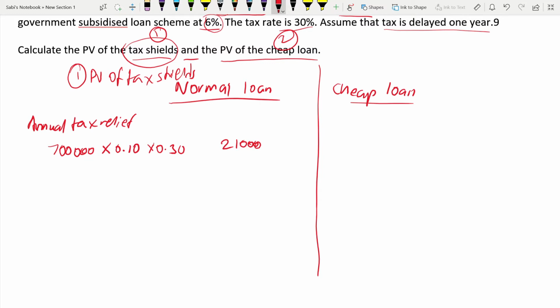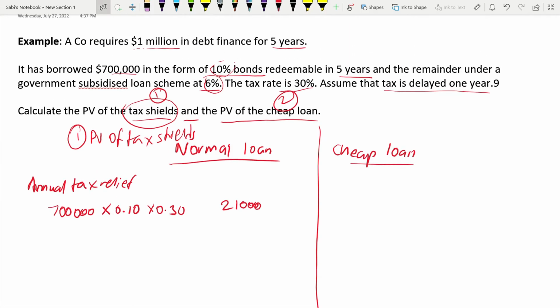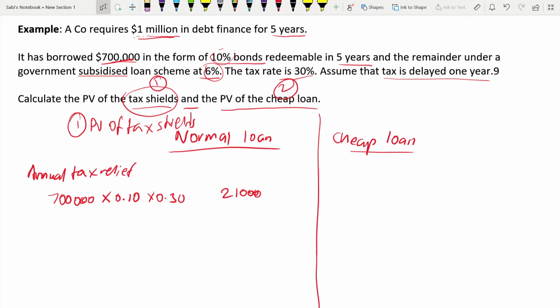Okay. Next, how much have you taken for the subsidized loan? You require 1 million out of 1,700,000 you have borrowed. That is the normal loan. That means the balance 300,000 is the cheap loan. Here it is 6% and tax is the same 30%. The only change is here, and this amount, which is 5,400. Next, this is tax relief.